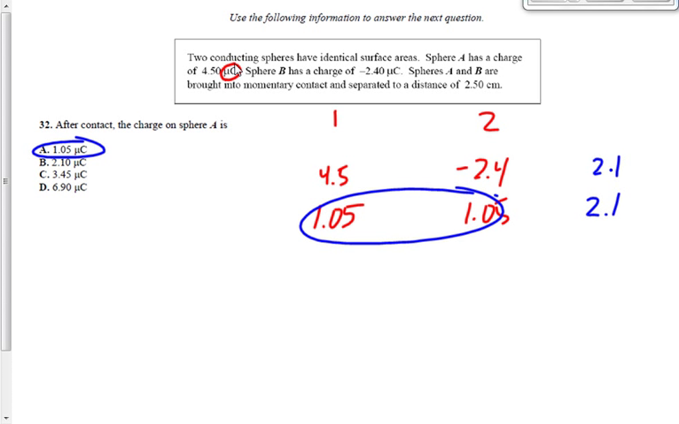The fact that they're separated at a distance of 2.5 centimeters is completely irrelevant. They could have been separated 2.5 kilometers, and the answer would have been exactly the same. After they touch each other, they're going to balance out, and the charge is going to be exactly the same, regardless of how far they're spread apart.